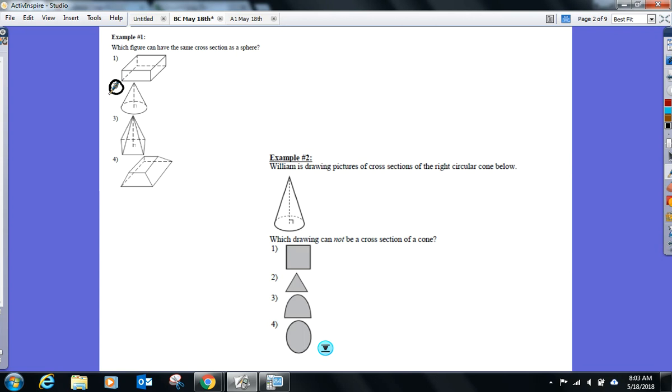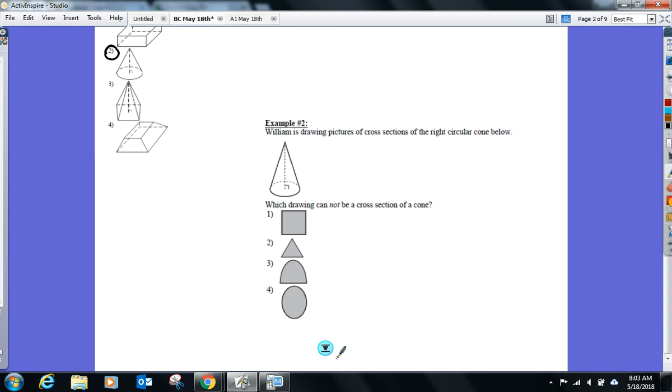And on the next one, we got William, who's going to do a cross section of this cone. Which one will not be a cross section of the cone? This is why I had you guys take a look at the cone. Which one is not going to be a cross section of the cone?